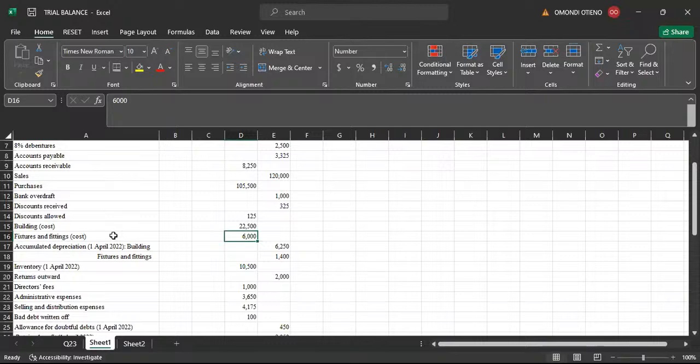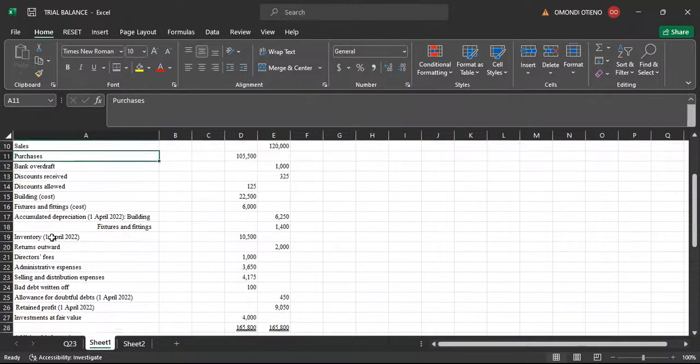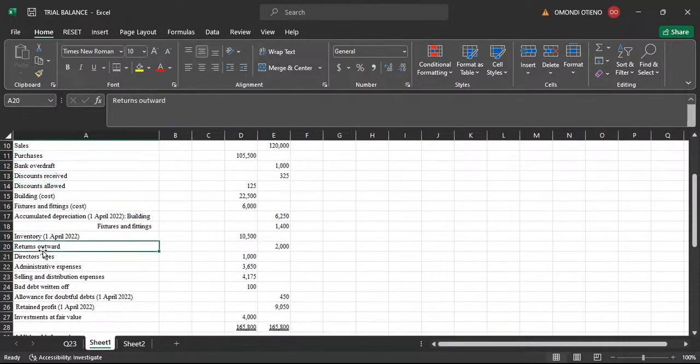And the next item down here, we have inventory at the beginning of the year. And if you're given inventory at the beginning of the year, you're able to see we now have purchases. So what are we going to do? We are going to calculate the cost of goods sold by ourselves. They have not given us that. We have to calculate it on our own. Then we have return outward. We purchased goods and returned them, so it's going to reduce the value of purchases.